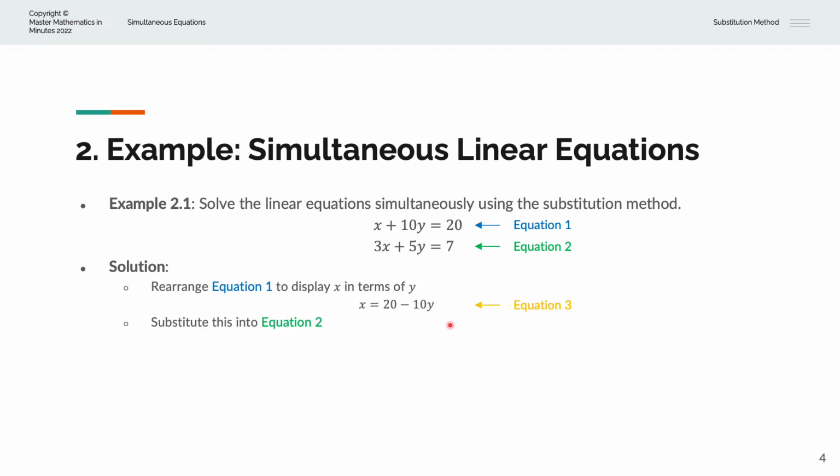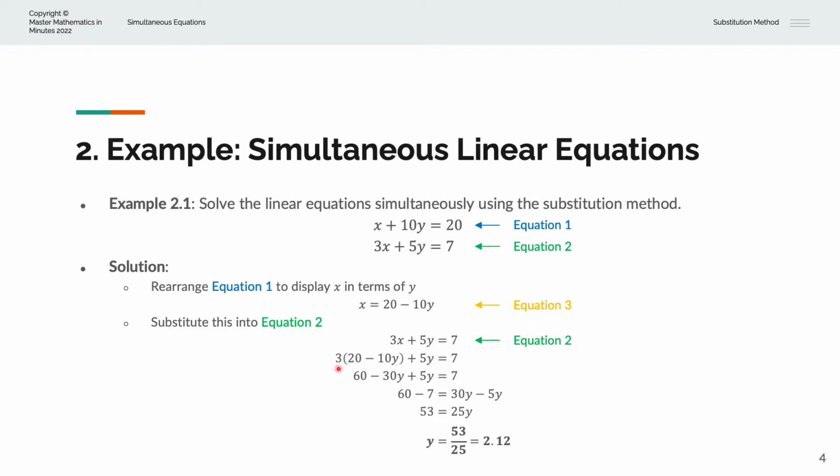And the second step is to substitute this into equation number 2. And so we have 3x plus 5y equals 7 as equation 2. And we'll copy that down: 3x plus 5y equals 7. And that is equation number 2. And what we'll then do is substitute this x with this x. So we will copy 3, and x is now 20 minus 10y. Move that into the brackets, and we'll copy the 5y, and we'll copy 7.